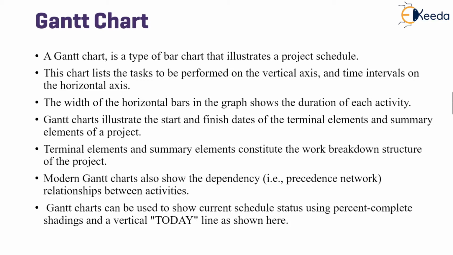A Gantt chart is also a type of bar chart which illustrates a typical project schedule and is most widely used for construction scheduling representation. This chart lists the tasks to be performed on the vertical axis and time intervals on the horizontal axis. The width of horizontal bars in the graph shows the duration of each activity. A Gantt chart thus illustrates the start and finish dates of the elements as well as giving summary task elements of the project, which further helps in visualization.